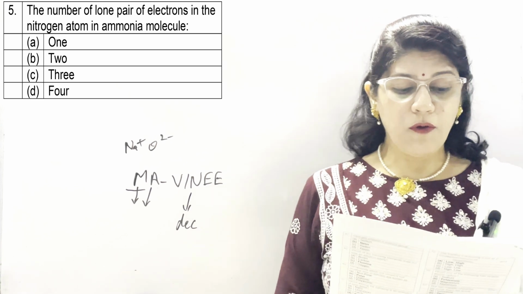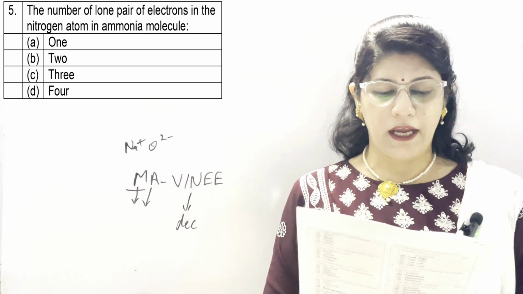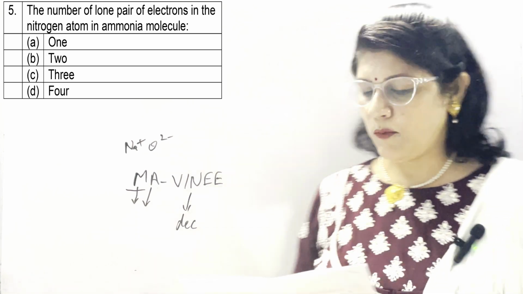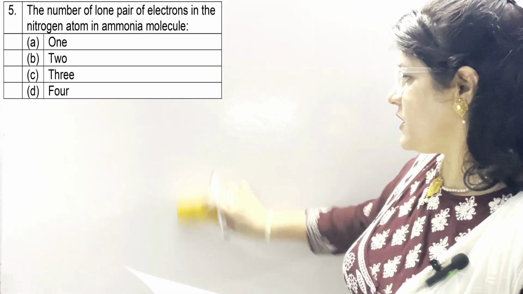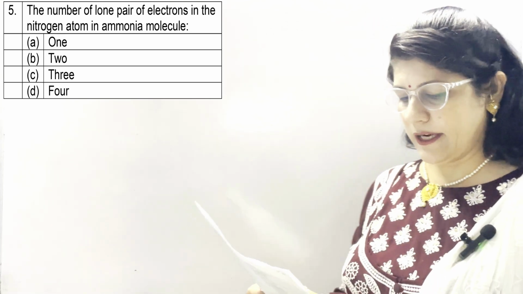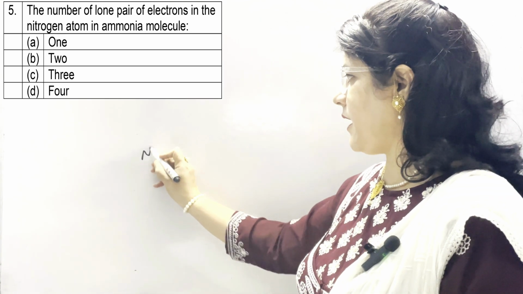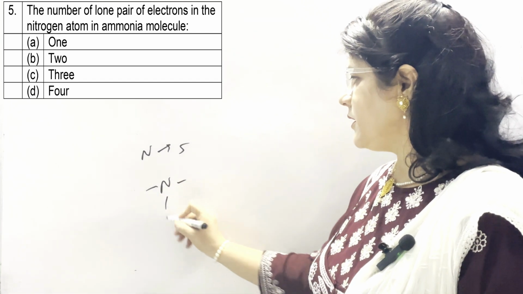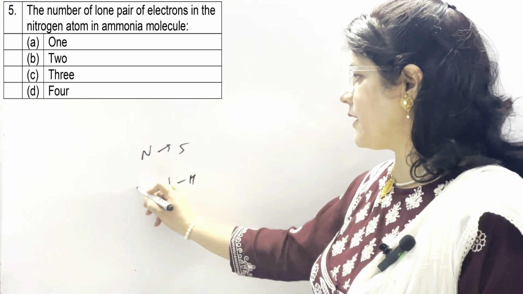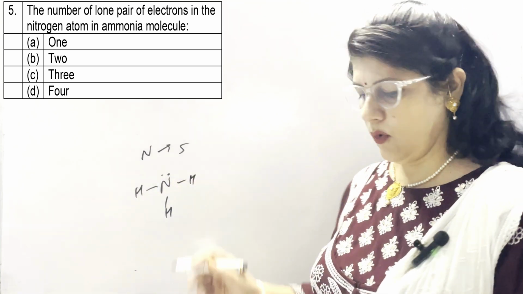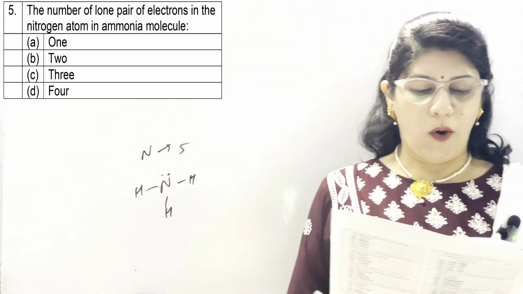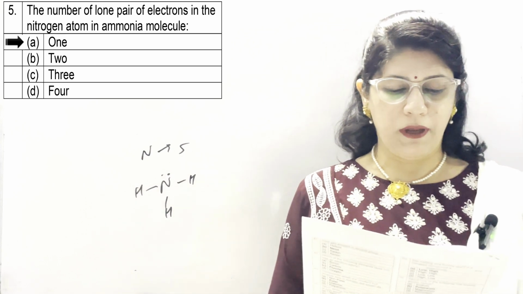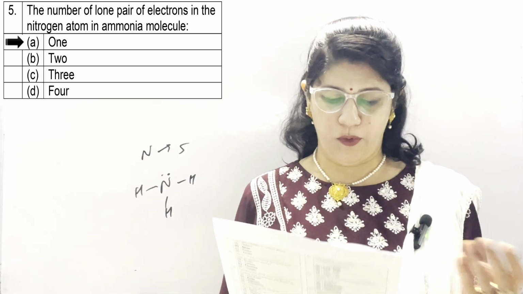MCQ 5 is: number of lone pairs of electrons in the nitrogen atom in an ammonia molecule. An ammonia molecule is made up of nitrogen and hydrogen. So nitrogen has 5 valence electrons. It means nitrogen shares 3 electrons with 3 hydrogen atoms and is left with 1 lone pair. So correct option is A, it means 1 lone pair. Other options are 2, 3 and 4.